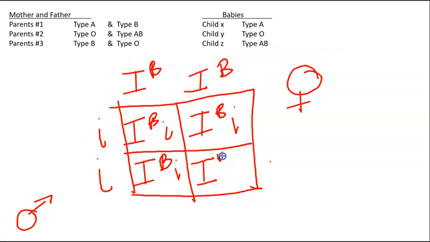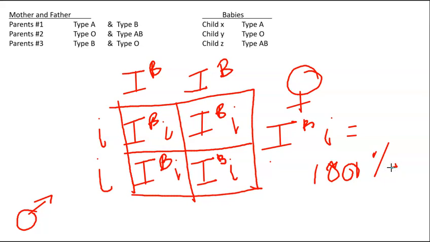So 100% of this combination, their children will be 100% carriers or heterozygous for type B blood, because that's 4 out of the 4 squares. 100%. Okay, but let's see what happens when we have mom having her genotype be heterozygous for type B. So let's erase this.